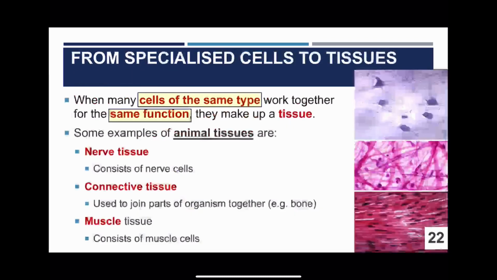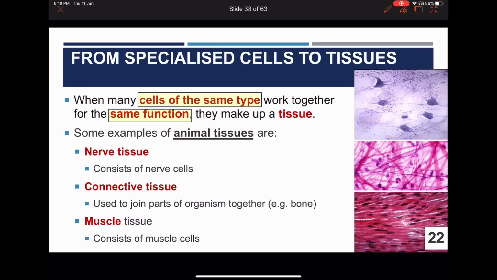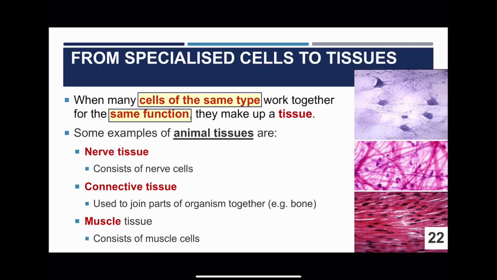So let's start with the first level of organization, from specialized cells to tissues. When you have many cells of the same type, or rather many specialized cells of the same type, working together to perform the same function, they make up what we call a tissue.